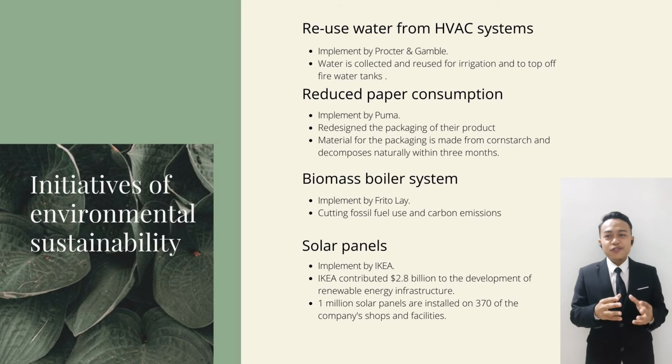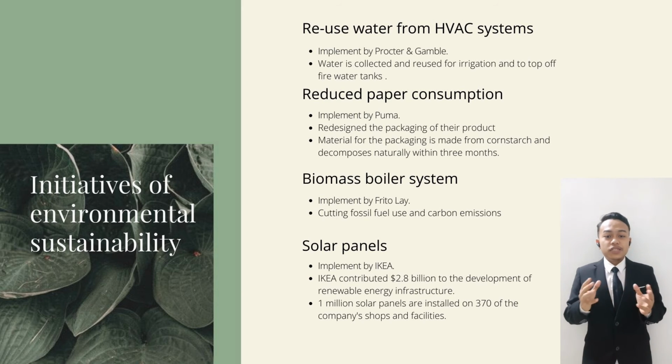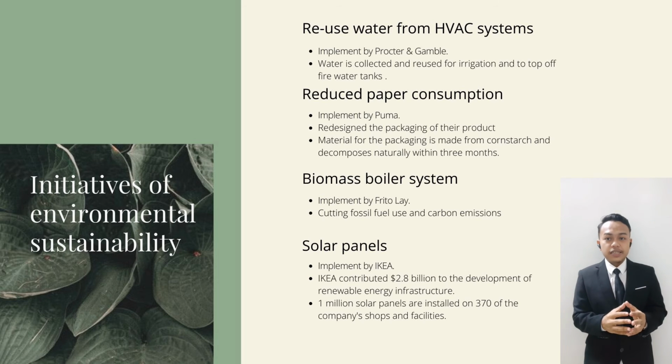Okay, based on the benefits of environmental sustainability that have been explained, we can see that there are a lot of things that a company can gain from it. So, how can a company actually move to green? These are some initiatives of environmental sustainability that have already been implemented by certain companies in the world. Firstly, reuse water from the HVAC system. So, what is the HVAC system? HVAC is the heating, ventilation and air conditioning system. This initiative has been implemented by Procter & Gamble, the P&G company. The idea is that the water from the HVAC system at their Saudi Arabia location is collected and reused for irrigation and to top off the fire water tank.